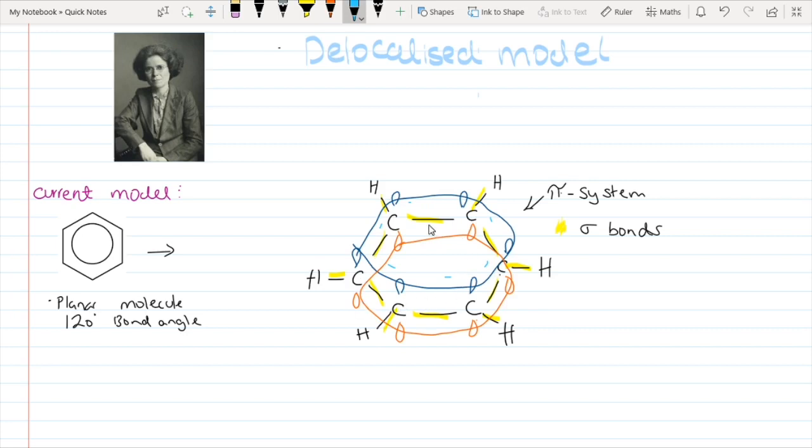Now this gives stability to the benzene ring. It allows it to undergo electrophilic substitution, and also this assures that all the bond lengths are actually the same. So now you should be able to compare the delocalized model and the Kekulé model of benzene.